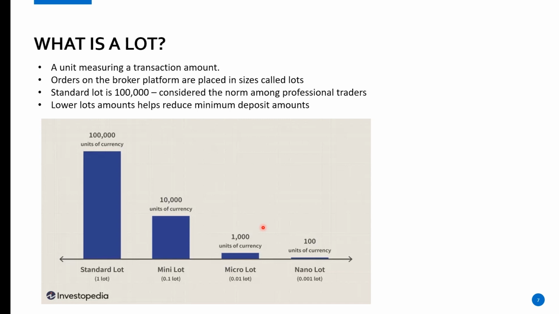Also, there is another type of lot size called a nano lot. These ones, I don't think I've ever seen a broker offer a nano lot. So I don't think they really exist in today's markets. For today's markets, I mainly see standard accounts and micro lot accounts.